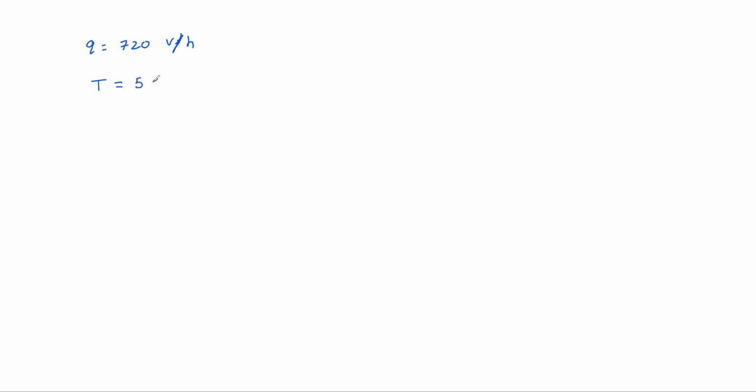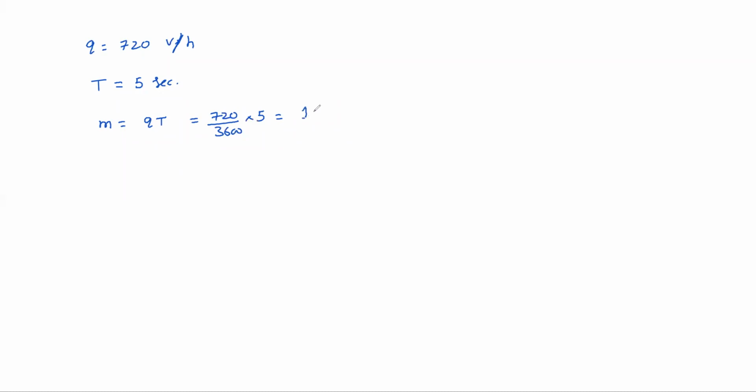Given time is 5 seconds. The mean value here in 5 seconds, meaning how many vehicles will go in 5 seconds, now m equal to q into t. That is nothing but 720 vehicles per hour, per second means 720 by 3600 into 5 seconds, how many vehicles? 1 by 5, how much? One, sir. So m is 1.